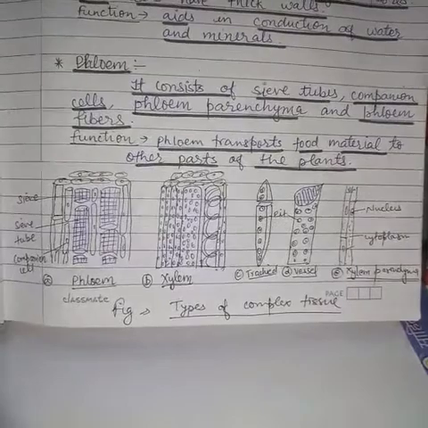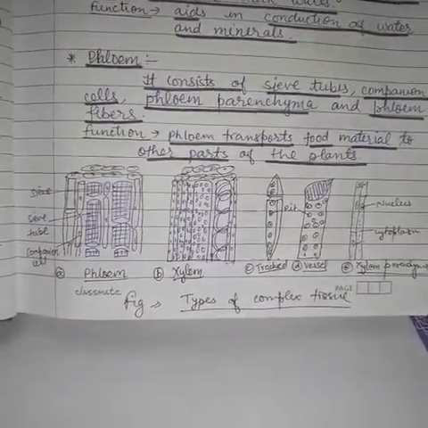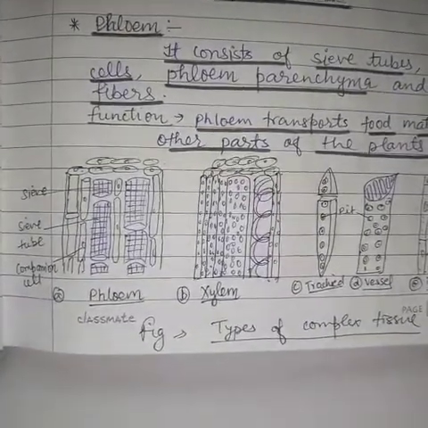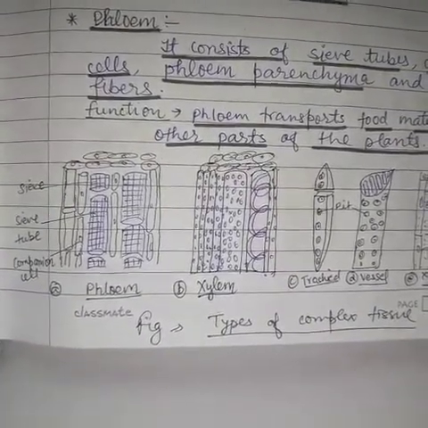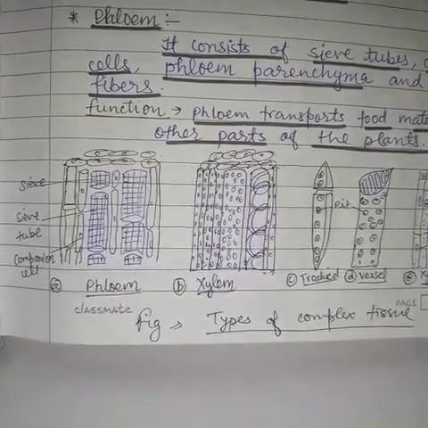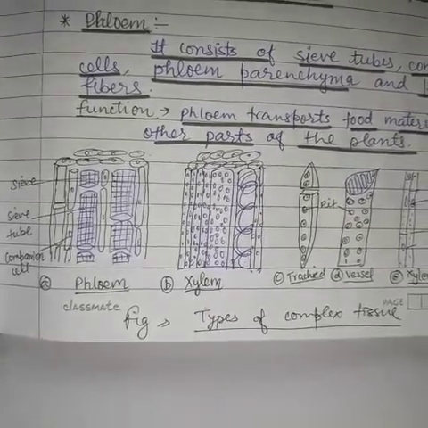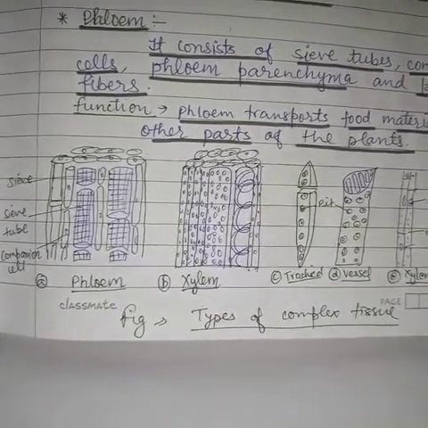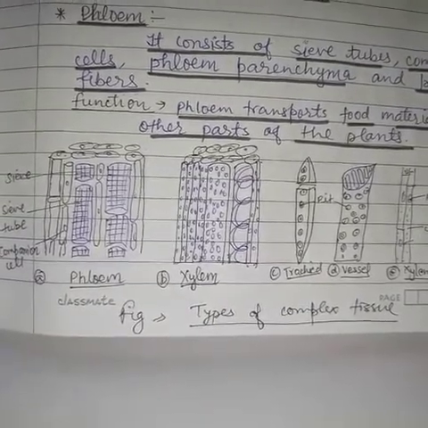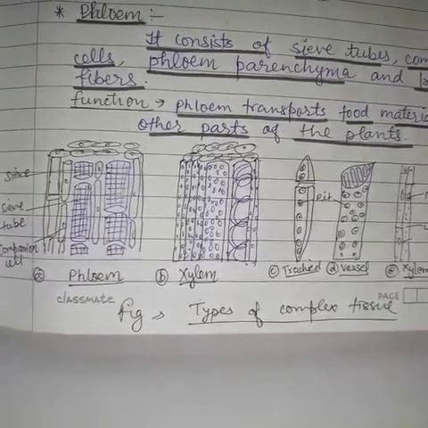And these are the types of complex tissue you can see in phloem: sieve tubes and companion cells are present, which help in the transportation of material. And xylem is also a vascular bundle present in the plant, which transports the water from the root to all parts of the body.